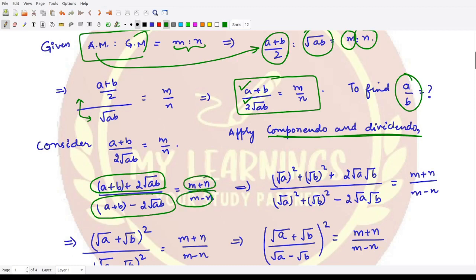Once you have completed this, you can write a as the square root of a square, and b as the square root of b square. Why are we doing this? Because we want to make it into the square of something. It is in the same form: we have plus 2 √a √b. So what if we write a as (√a)² and b as (√b)²? This would be exactly the same thing. However, now we can write it in the form of the perfect square (√a + √b)², because once you open it, you would have this formula.